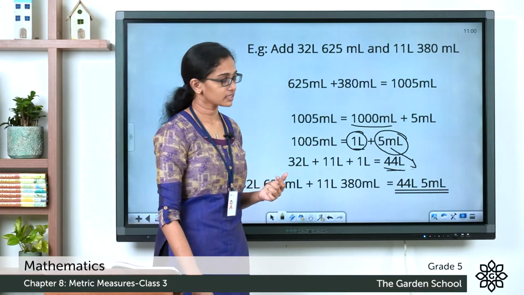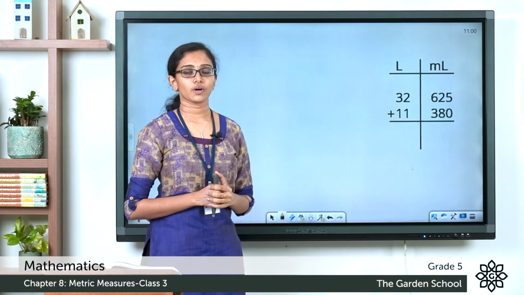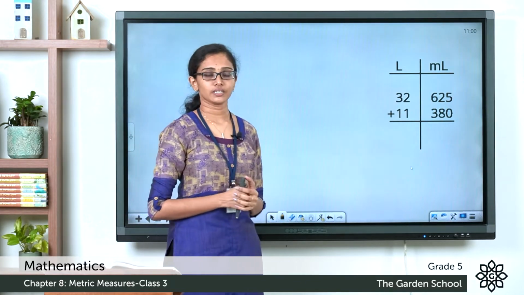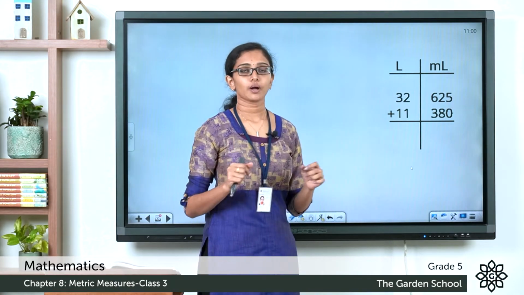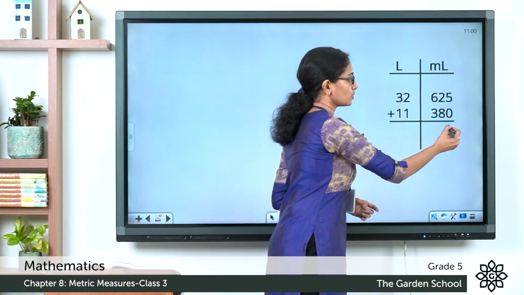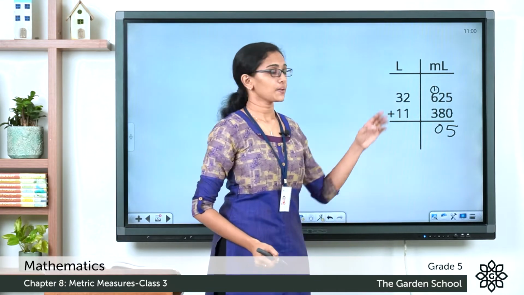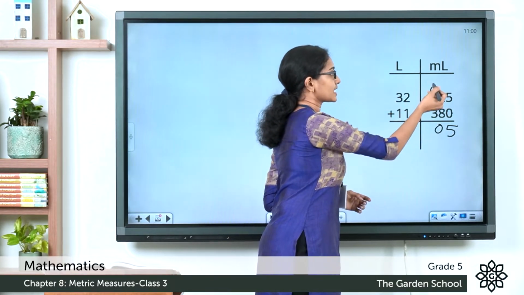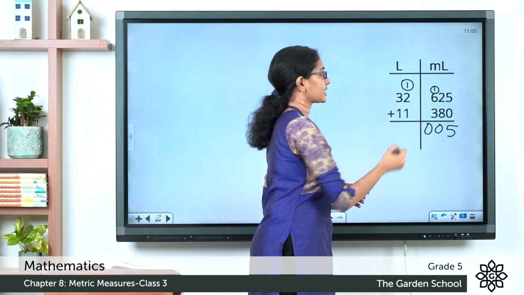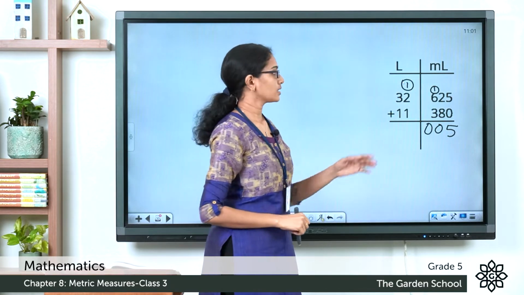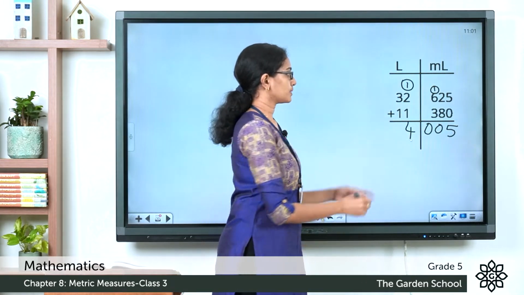Let's see the next method. You can write the milliliters and the liters in the respective columns. Then you can proceed with the addition, like you do addition in regular cases, but make sure you are writing the numbers in the proper columns. See, 5 plus 0 is 5, 2 plus 8 is 10, carry over 1, 6 plus 3 is 9, plus 1 it is 10. You write this 0 here and carry over this 1 to the liter column. Now you are adding 2 plus 1, 3, plus 1, 4. Now 3 plus 1, 4.